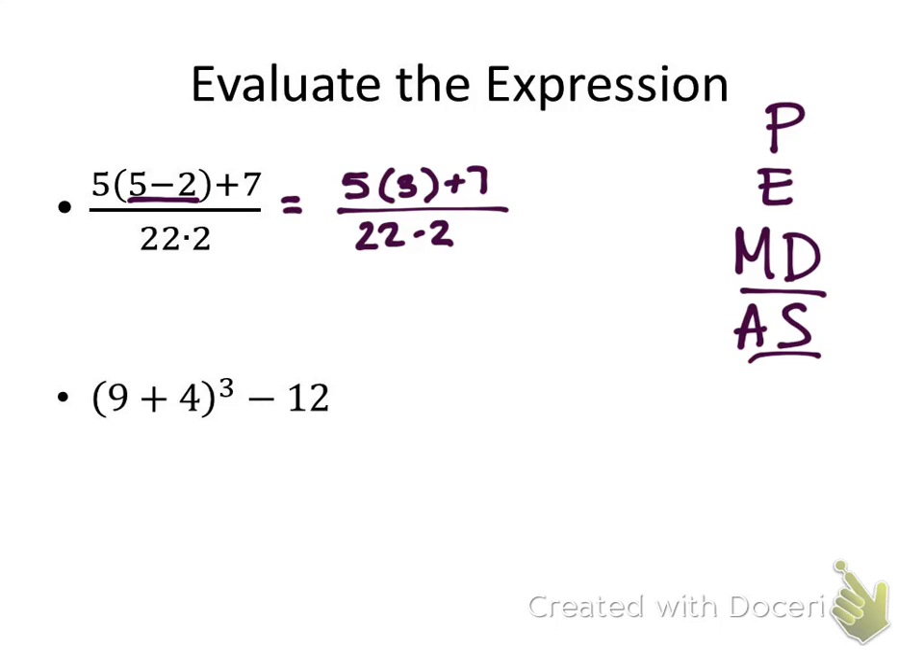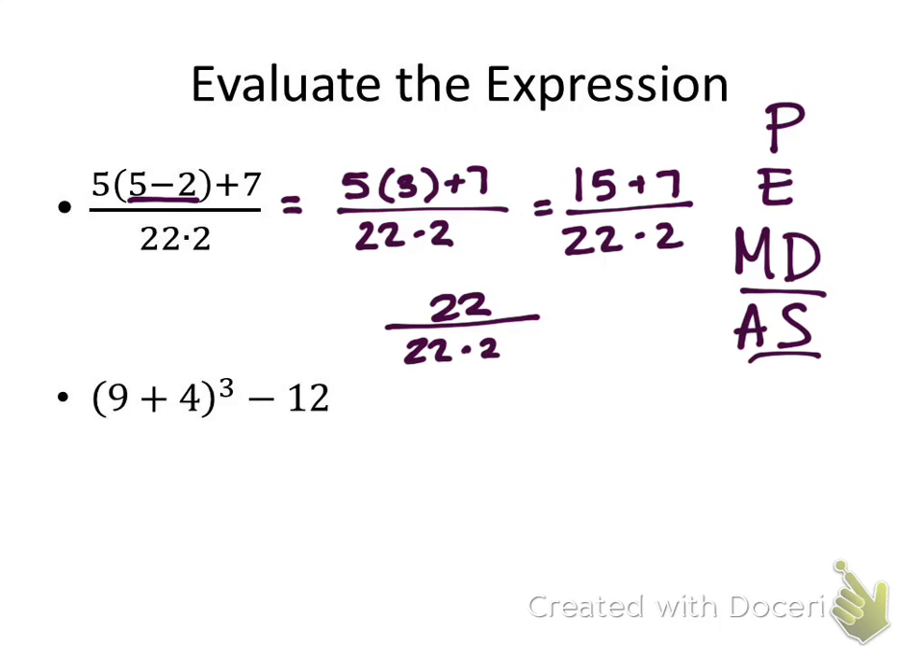What would I do next? Riley? 5 times 3, which is 15. What's 15 plus 7? 22. Now let's work on the bottom. There's actually only one operation to do there. And what is 22 times 2? 44.